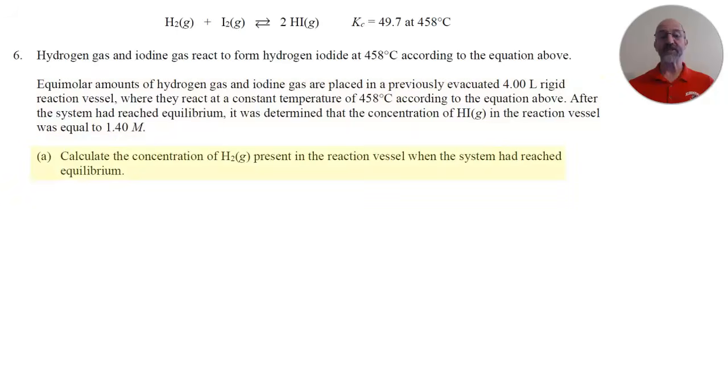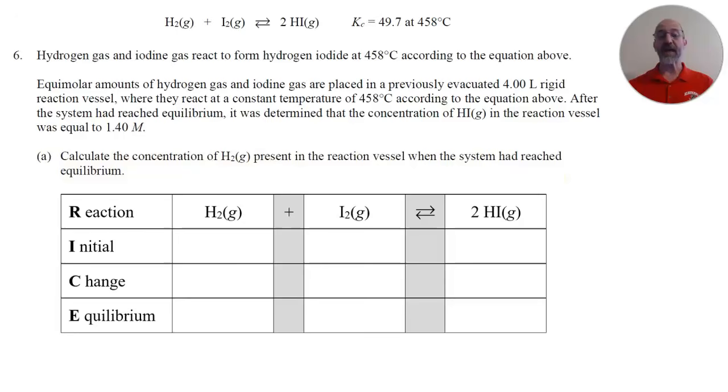So part A of question 6 says, calculate the concentration of hydrogen present in the reaction vessel when the system had reached equilibrium. Now, technically, you could just set up an algebraic equation using the equilibrium constant expression for this reaction to answer part A. You don't necessarily need to create a RICE table to answer part A of question 6. But I'm going to go ahead and create a RICE table now, because this will definitely help us when we get to part B of this question.